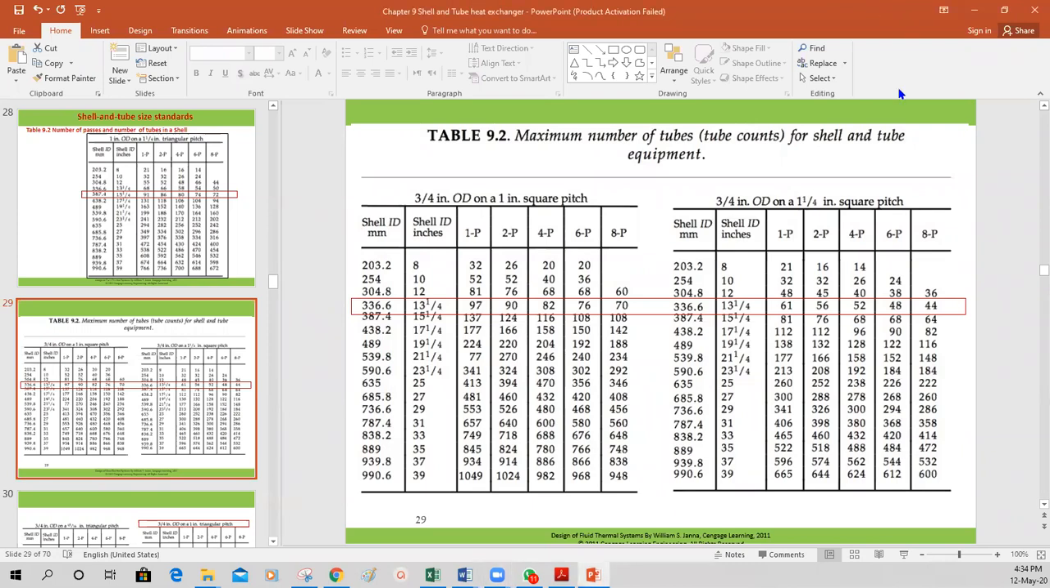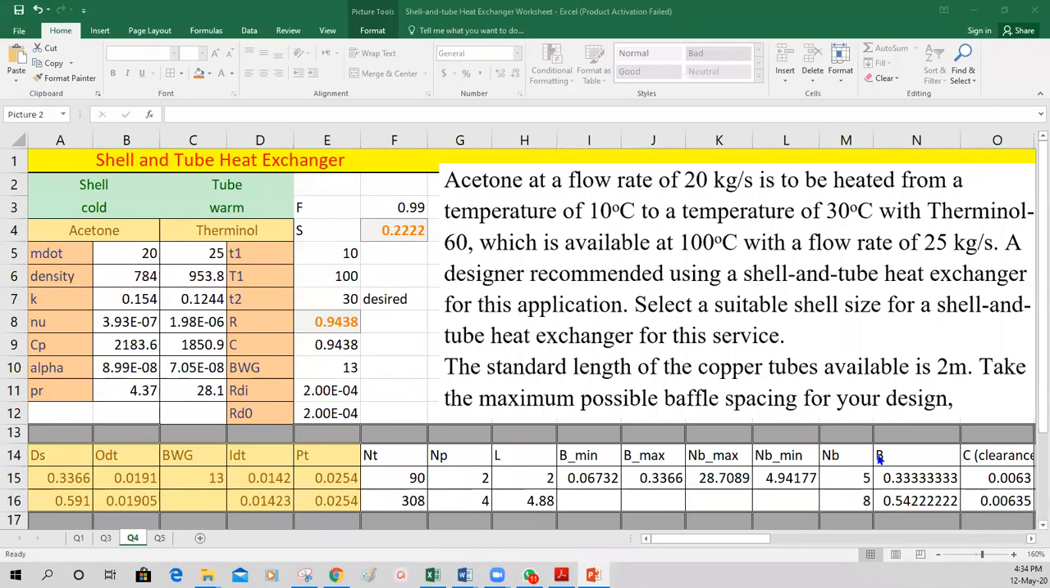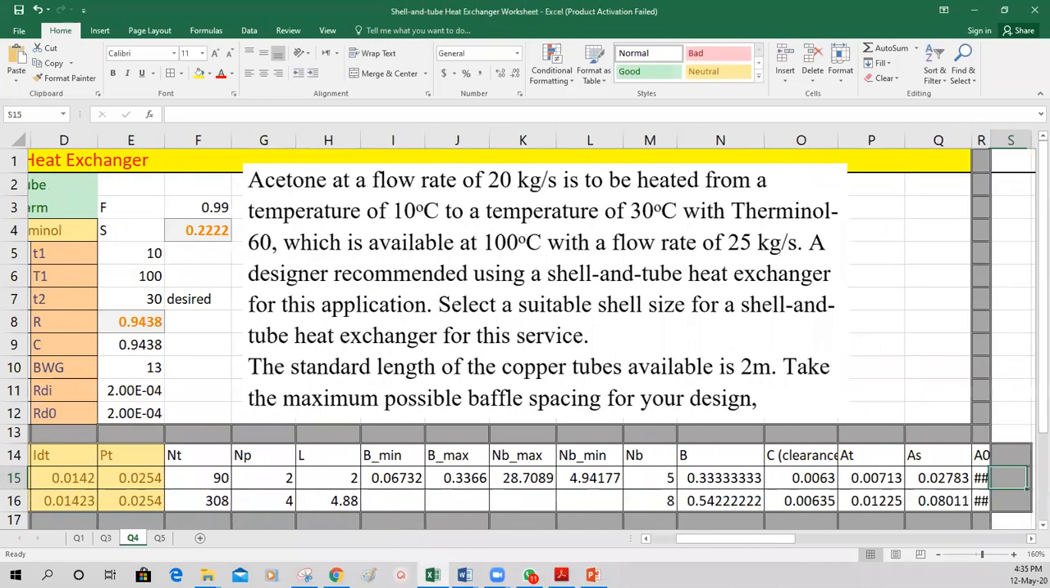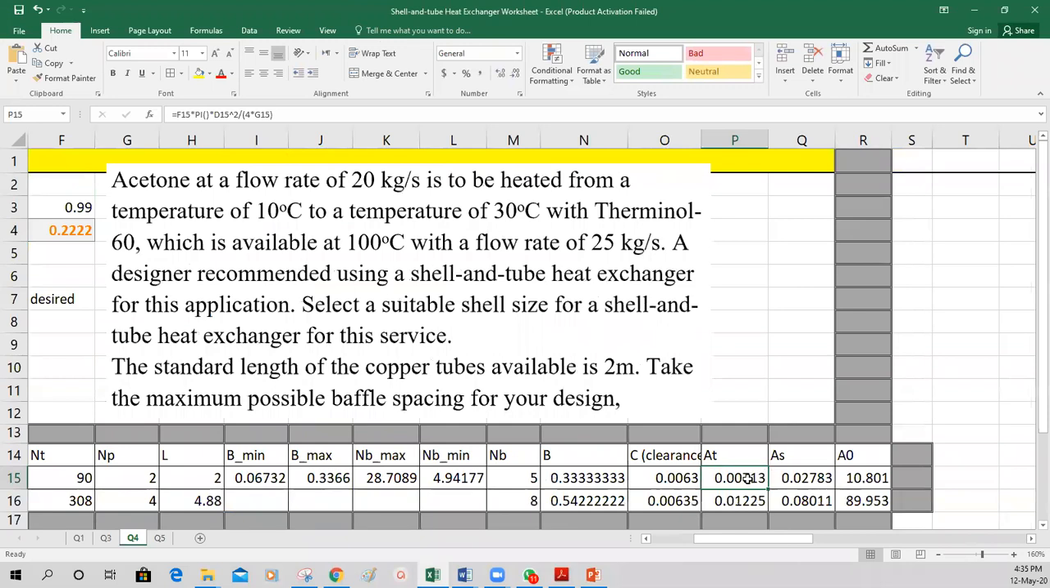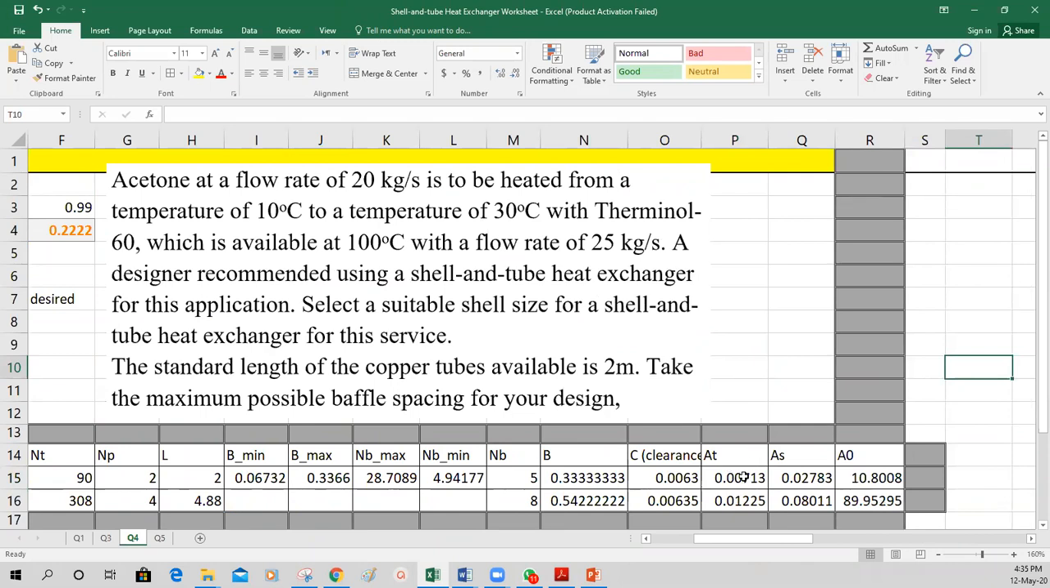Okay, so now we got the clearance, and now we are getting the tube area. Did you calculate the tube area? Yes. How much is it? 7.12 to the power of -3. Okay, fine. And then the area for the shell side.